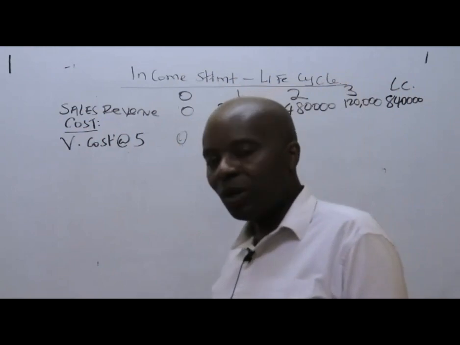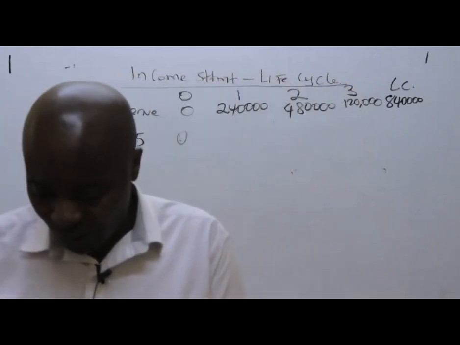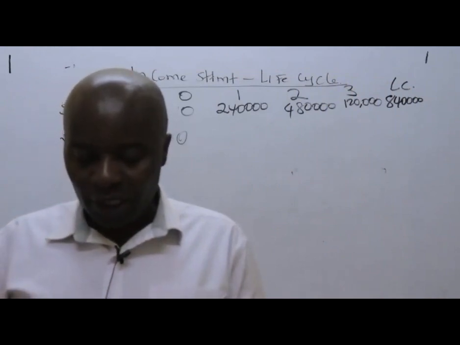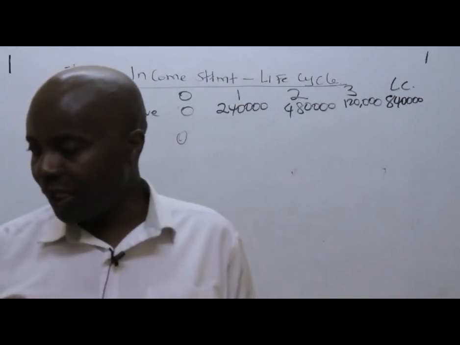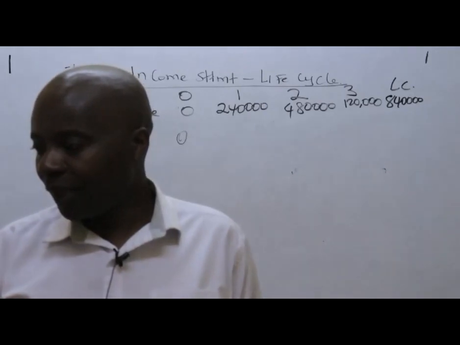Year 1, units are what here? 80,000. So 80,000 units times 5. That will give us what figure? 80,000 units times 5. Please give me an answer.